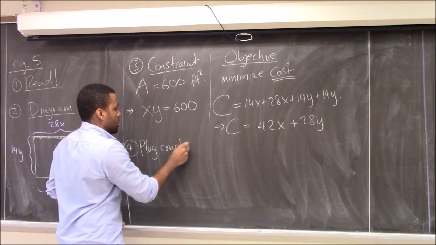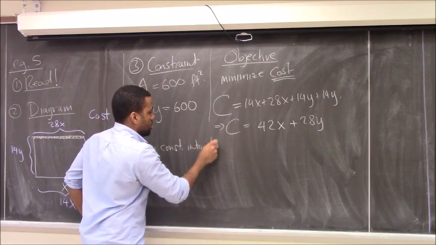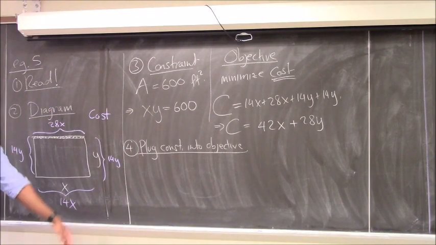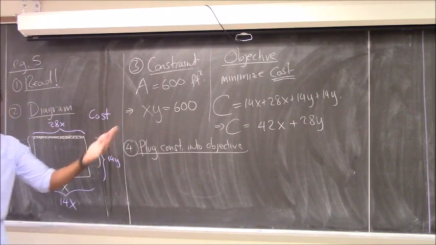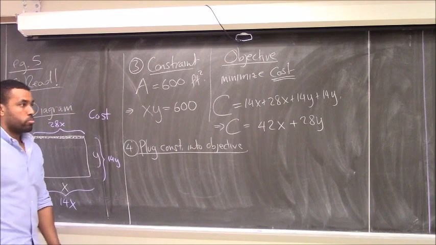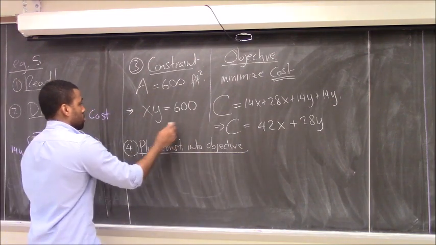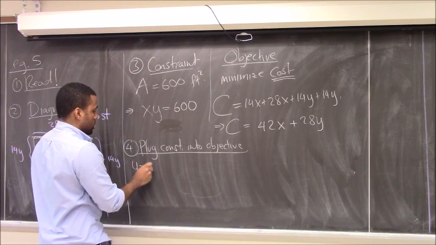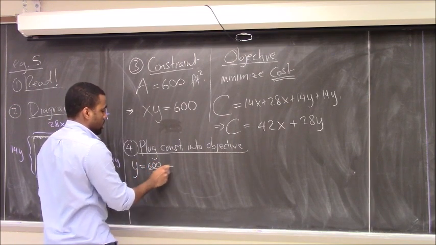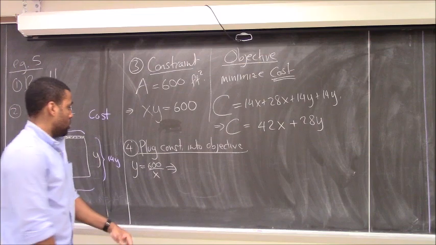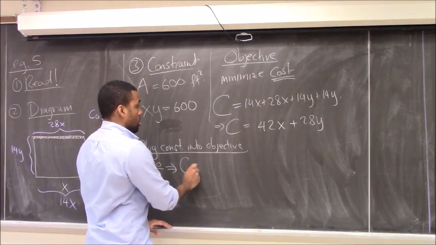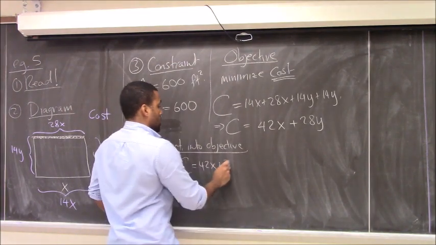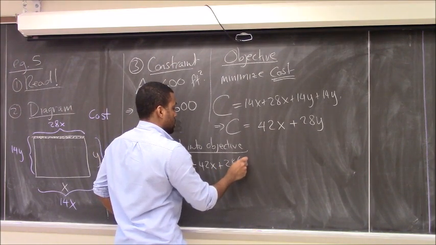Put the constraint into the objective. So I can solve for one variable here and plug it in there. Which would you rather solve for? Y. Okay. So here we see that y is equal to 600 divided by x, which means I can plug that in over here. So this means that cost is equal to 42x plus 28 times 600 over x.